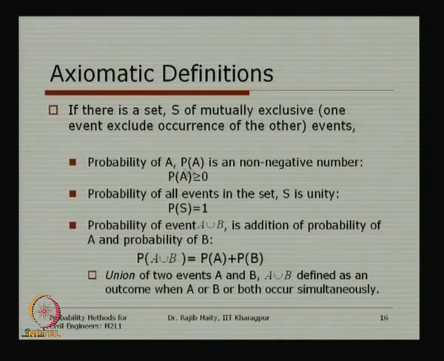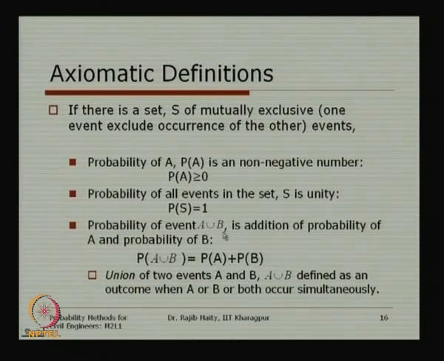First, the probability of A is a non-negative number, so P(A) is always greater than or equal to 0. Second, the probability of all events in the set is unity, so the probability of all possible outcomes is equal to 1. And the third one is that the probability of A union B is the addition of the probability of A and the probability of B, that is, P(A union B) equals P(A) plus P(B).